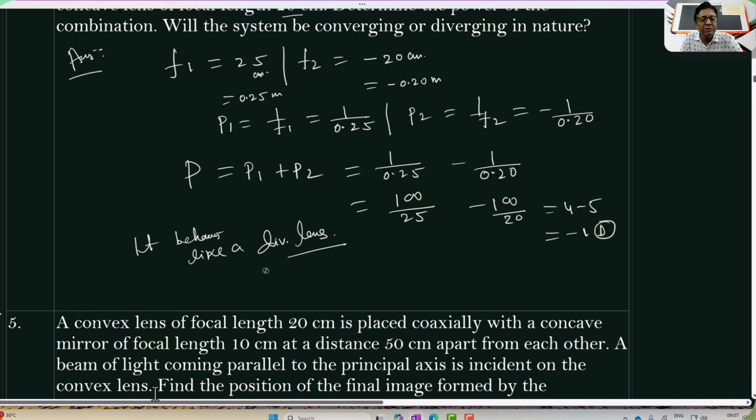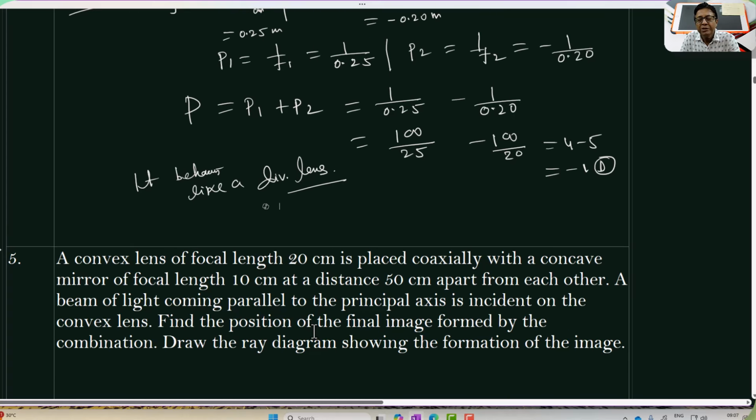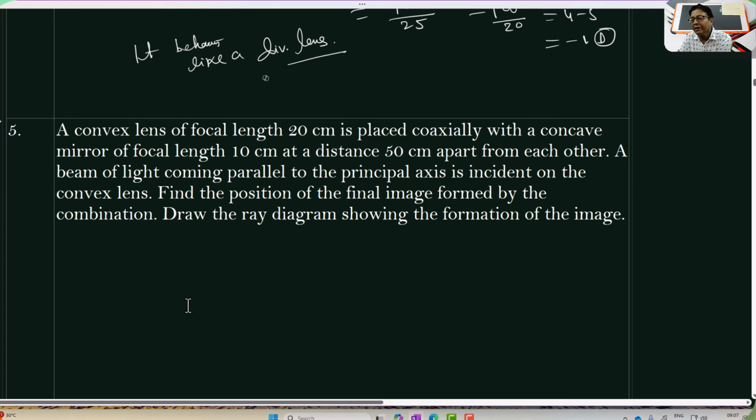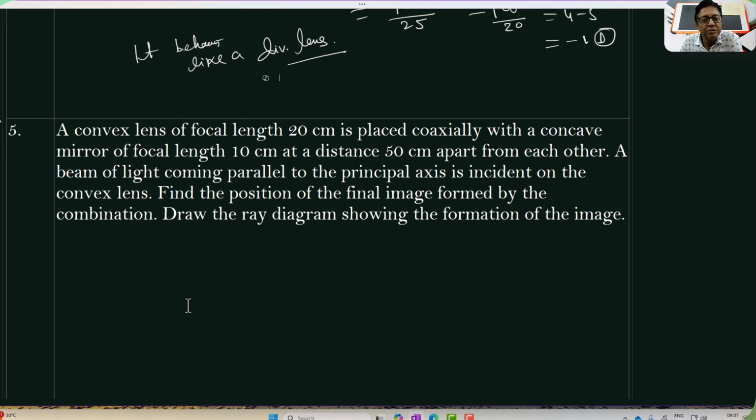Go to the next one, which is a convex lens of focal length 20 cm placed coaxially with a concave mirror of focal length 10 cm at a distance 50 cm apart. A beam of light coming parallel to the principal axis is incident on the convex lens. Find the position of the final image formed by the combination. Draw the ray diagram showing the formation of image.